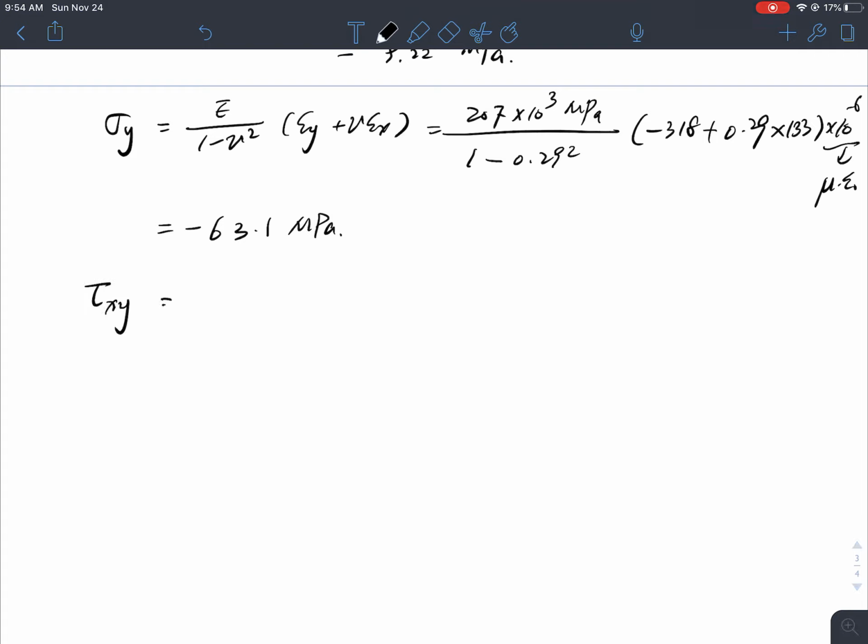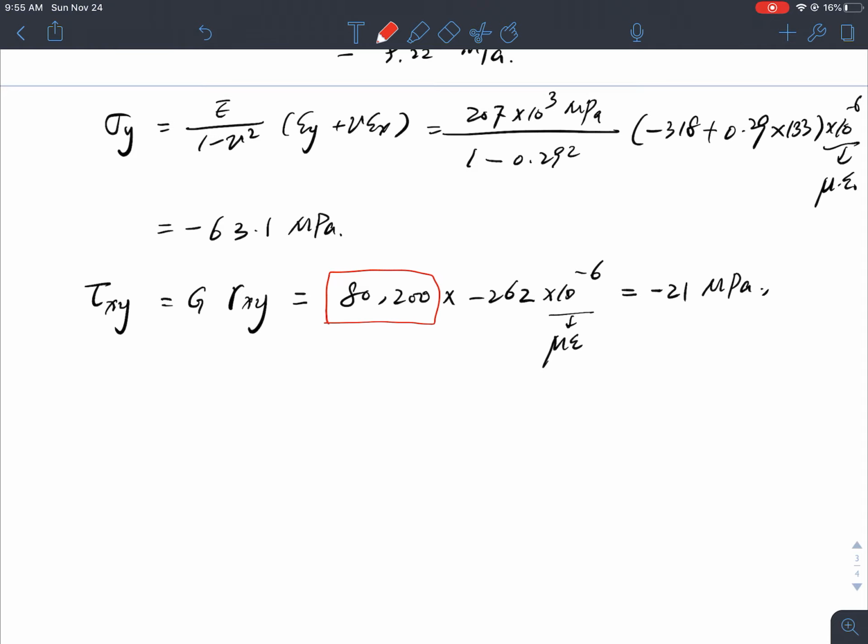The shear stress is straightforward. Tau xy equals G, the shear modulus, multiplied by gamma xy, equals 80,200 megapascal multiplied by 262 to the power of minus 6. Don't forget this is microstrain. This gives minus 21 megapascal.